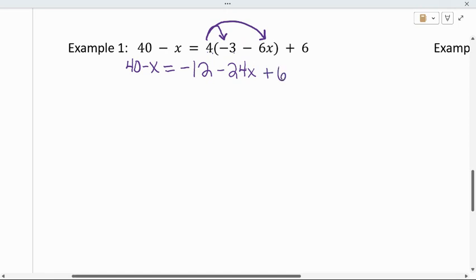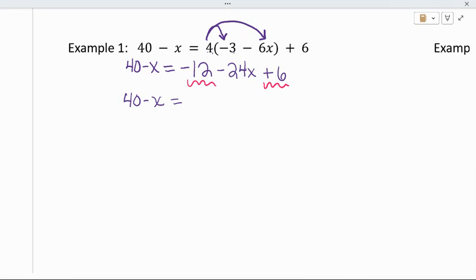All righty, let's see. Combine like terms. Are there any terms that I can combine together on the left side? You can combine the negative 12 and the positive 6 on the right side. I'm not changing the left side at all. I'm just going to rewrite it. 40 minus x equals. And what is negative 12 and a positive 6, Owen? It is negative 6. Good job. Negative 6 minus 24x.